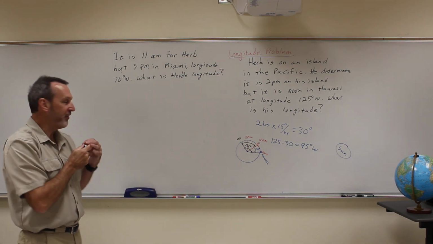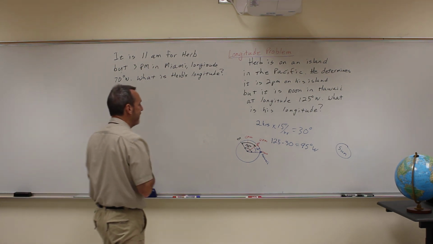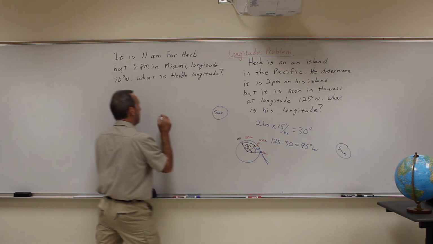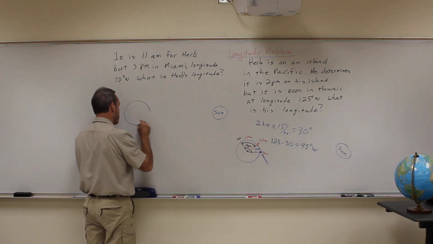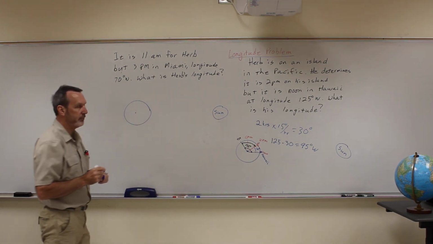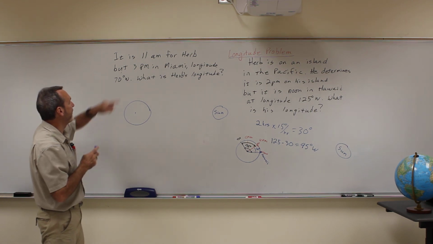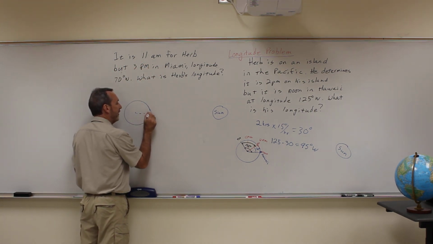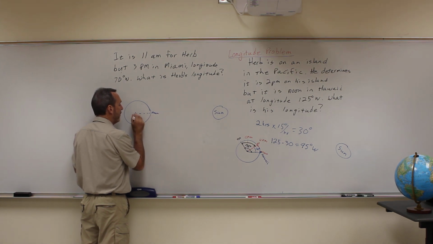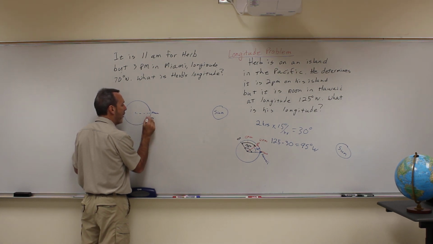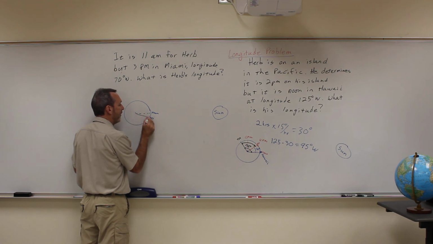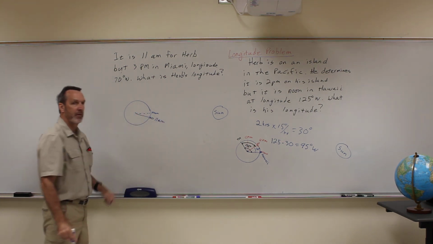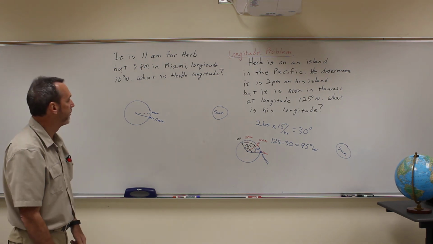All right, so in this one, we're going to do exactly the same. We're going to put the sun over here. We're going to draw the Earth. And then I'm going to put Herb where he is. It is 11 a.m. for Herb. So Herb, remember, straight at the sun is noon. So I'm going to put Herb over here. Draw a line to the center of the Earth. That's 11 a.m. for Herb, 15 degrees short of noon.